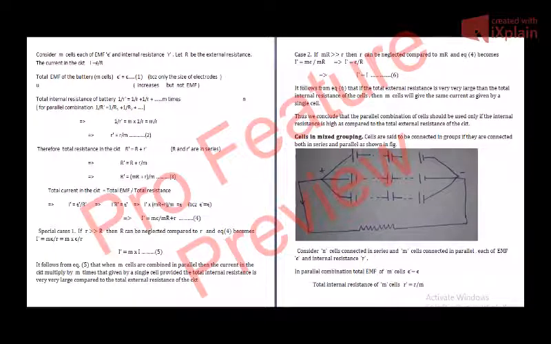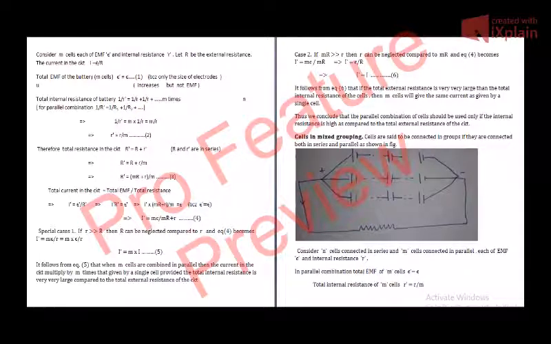Now consider M cells. Why do I use the letter M? Because I already used N cells in series. Now let me use M cells in parallel. Suppose M cells, each of EMF E and internal resistance r, are connected in parallel as shown in the figure. Let R be the external resistance. Then the current in the circuit I is equal to E upon R. This is the current in the circuit.